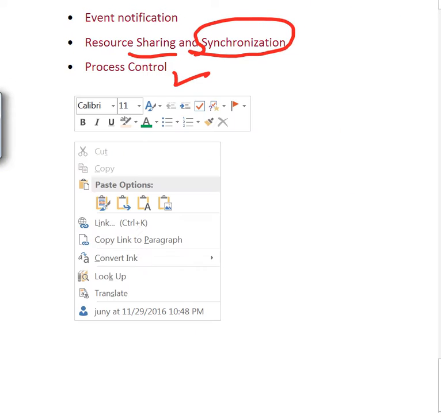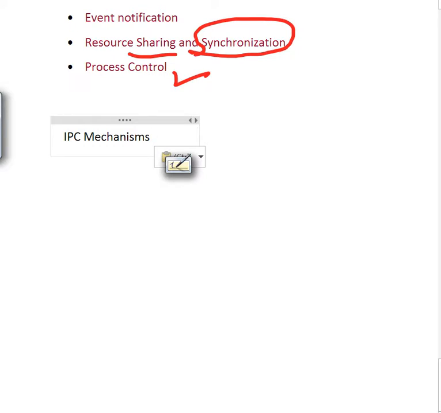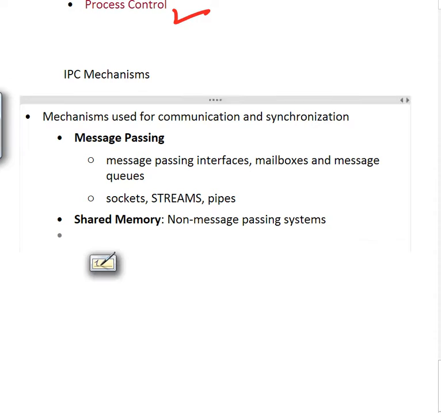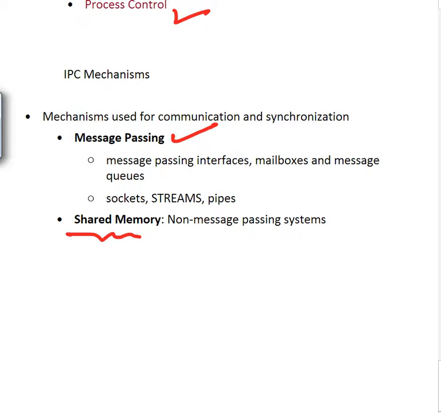Now the question is how we actually do inter-process communication. That is, we need to talk about the IPC mechanism. Broadly speaking, we can have IPC either with message passing or using shared memory. For message passing, we need a message passing interface. We have mailboxes: P1 can write to the mailbox, P2 can read from the mailbox, and we communicate like that. We need message queues as well. We could have sockets, for example in networking, where we share things. We can have streams, and we can have pipes.